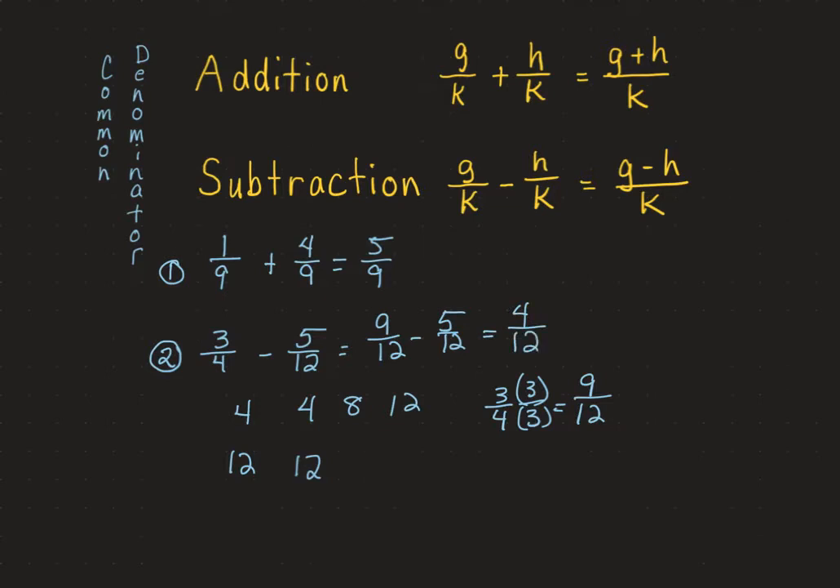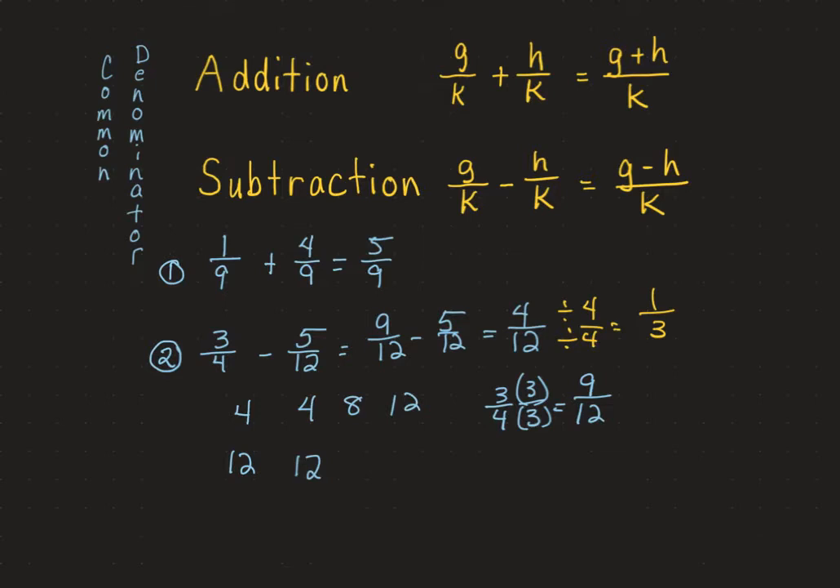And we're not quite finished because this can be reduced. 4 goes into 4 once, and 4 goes into 12 3 times. You can think of it that way, or you can think of it as 4 divided by 4 and 12 divided by 4, which leaves us with 1/3 as our answer. That's how we add and subtract fractions arithmetically.